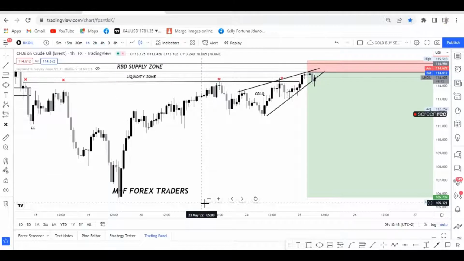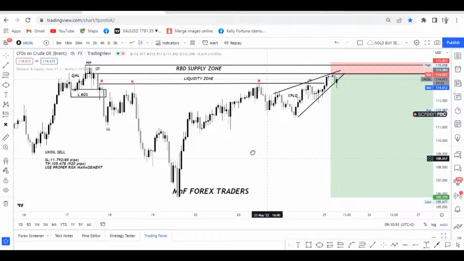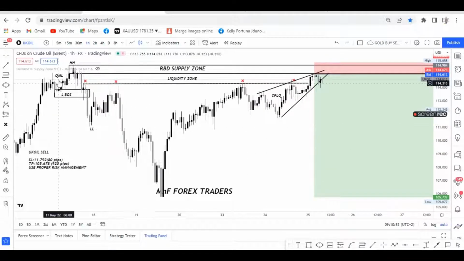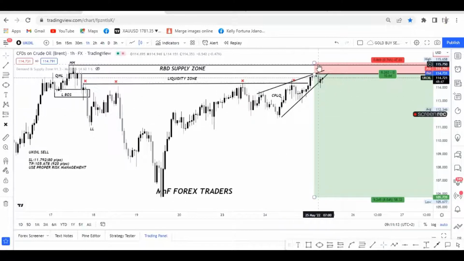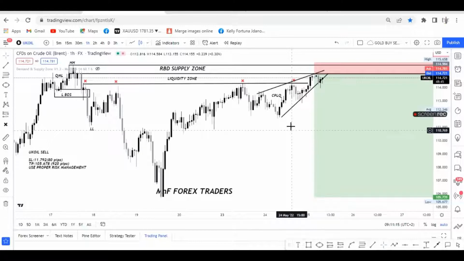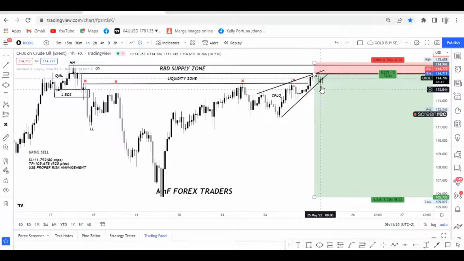So yeah, we had a nice QML low, high, and break of structure right there. Then at this level we had a resistance, another resistance, which was taken out by a nice momentum candle right there. And then this is the compression, what we call a CPLQ, a compression plus liquidity. After that we saw the market pushing down up to these levels and then went back.